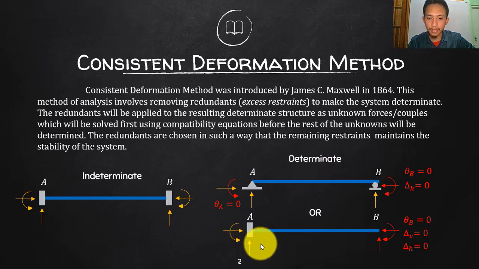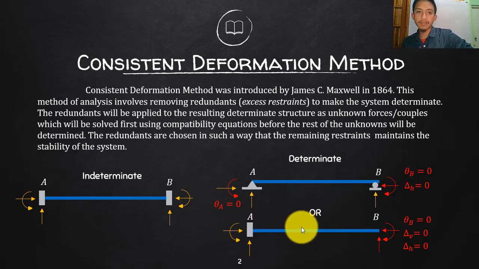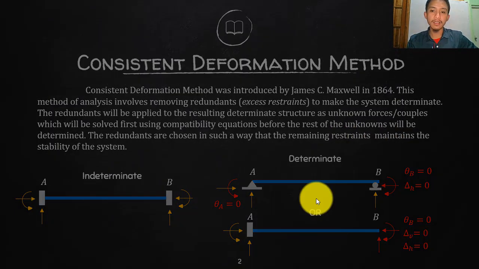So if you look at the second possibility, this is still stable, because there is a restraint horizontally, so it will not move horizontally, and vertically there is a restraint. And talking about rotation, it will not rotate because there is a moment restraint here at point A. So even if you apply a load here, it will not rotate because it is already fixed there. So again, this is still stable. Okay, so that is consistent deformation.